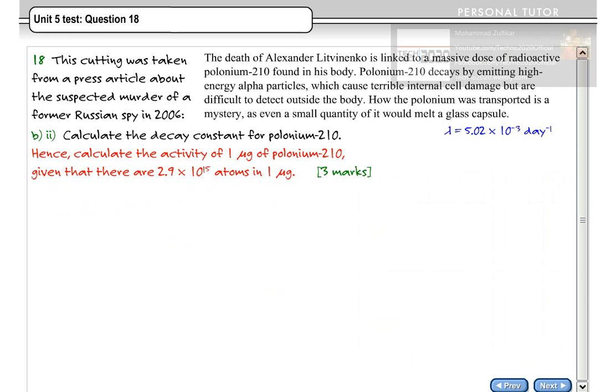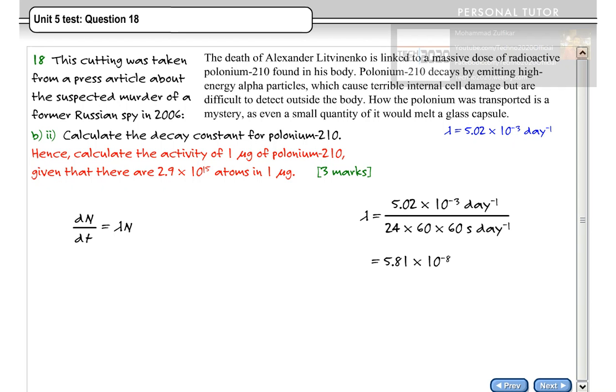In part 2 of B, we have already worked out that the decay constant is 5.02 times 10 to the minus 3 per day. We can calculate the activity of 1 microgram using the equation shown here. We need to convert the decay constant into seconds to the minus 1 when substituting the required values. Substituting and calculating shows that the activity of 1 microgram of the isotope is 1.7 times 10 to the 8 becquerels.